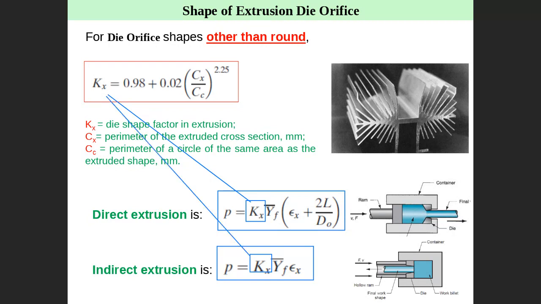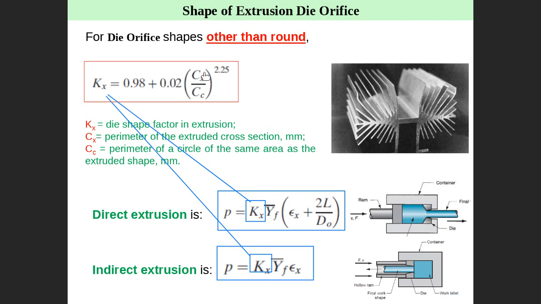Right, in extrusion, kx equals what? Kx equals 0.98 plus 0.02 Cx divided by Cc, to the power 2.25. This equation was obtained experimentally. You will ask me what is the Cx and what is the Cc. Listen to me carefully and I will explain.